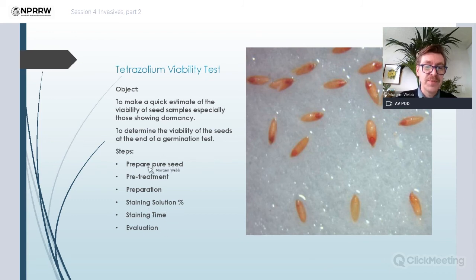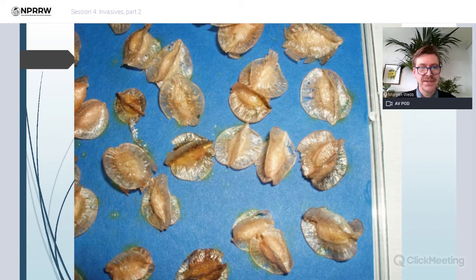So we prepare the pure seed from purity. Then we do a pre-treatment. That usually involves just soaking to soften the seed. Preparation might be piercing tiny seeds or slicing larger seeds in half so that we can access the embryo. Then we have a staining solution. That might be anywhere from 0.5 to 5% tetrazolium. A staining time, which could be anywhere from 1 hour to 72 hours, depending on the species. And then a very experienced seed analyst will evaluate the tetrazolium test.